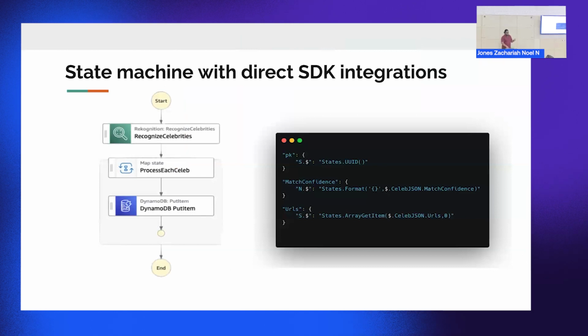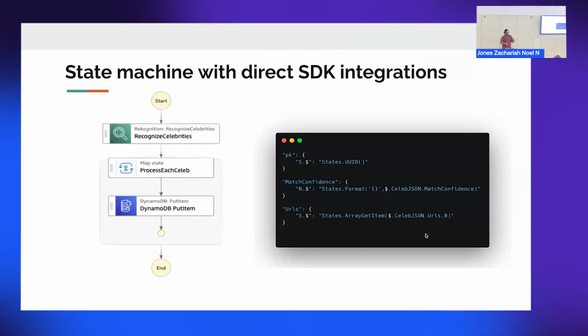So when you're working with a step function or a state machine, as it's called, what you'll have to do is use different direct integrations where you can use different intrinsic functions that Step Functions supports. So here what I'm doing is generating different UUIDs. There's an intrinsic function. Whenever I want to format things, there's an intrinsic function. Whenever I want to get an element from an array, there's an intrinsic function. All of these are different functions that Step Functions supports. So I had to write just this part for when I'm storing all of this data into my DynamoDB table.